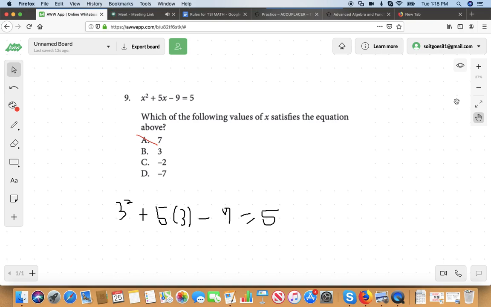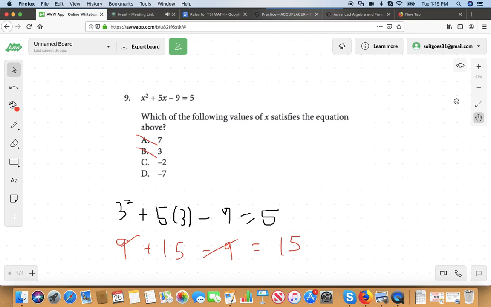3 squared is 9, and then 5 times 3 is 15, minus 9, so it's actually 15. Oh yeah. Right, because the 9 minus 9 is going to be 0. We're left with the 15. They essentially cancel out. But regardless, it's not the right answer choice. That doesn't work. Okay? Does that make sense? Yeah. All right, B is gone.